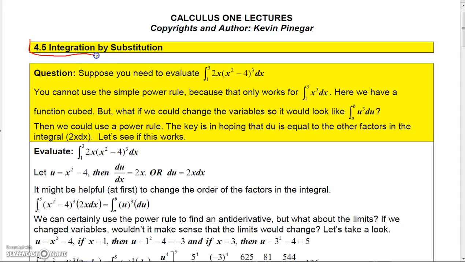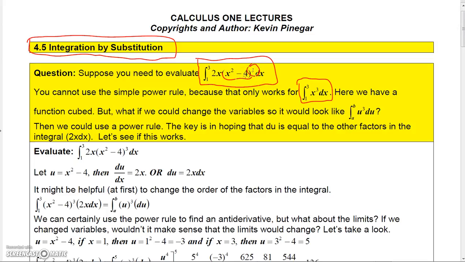Okay, now I want to talk to you about integration by substitution. Let's say that you want to evaluate this integral. Now, you can see here that you have a function raised to a power. And you might remember that we had a simple power rule for integration to actually integrate the variable raised to a power. But here we have a function raised to a power. So that's not as simple.